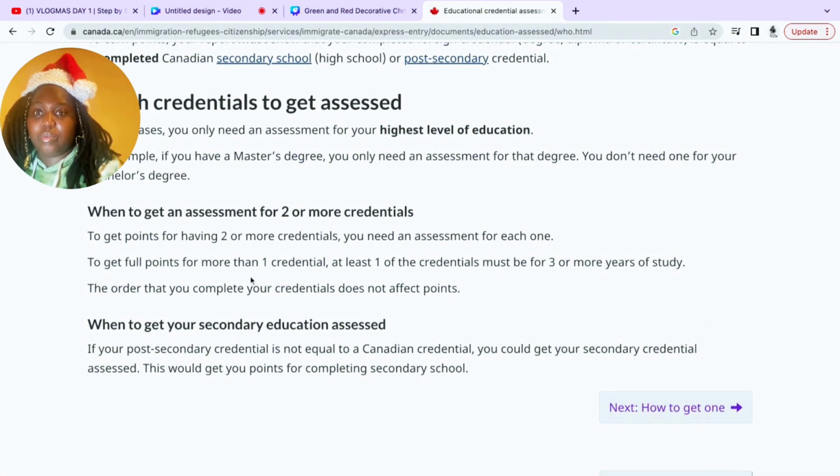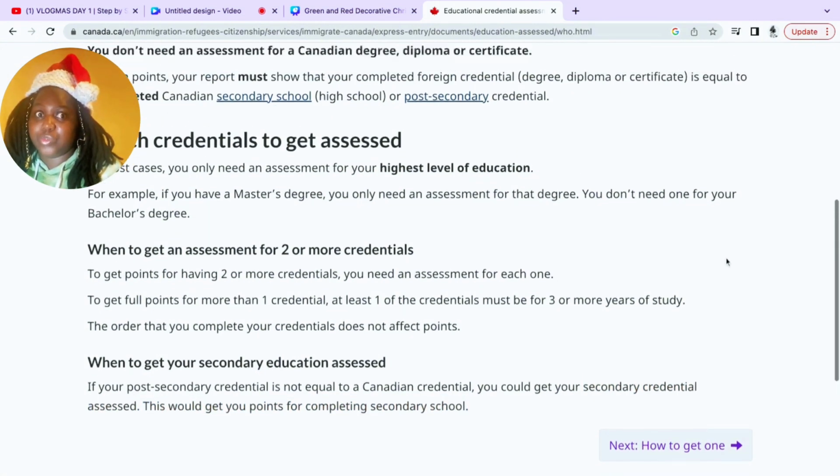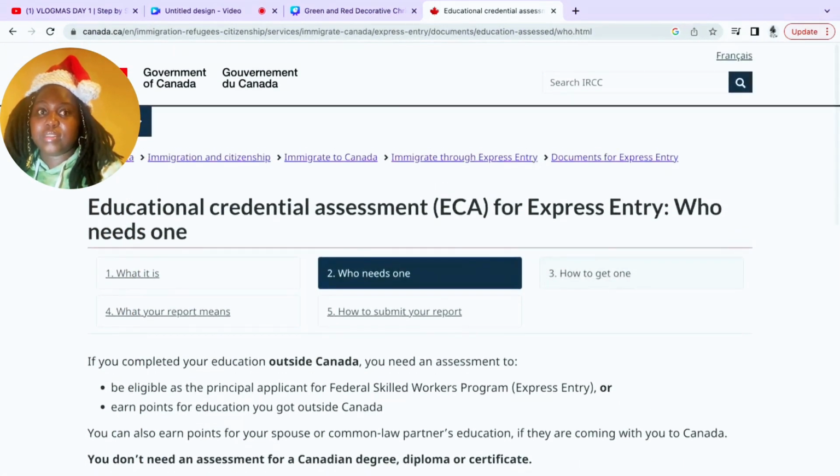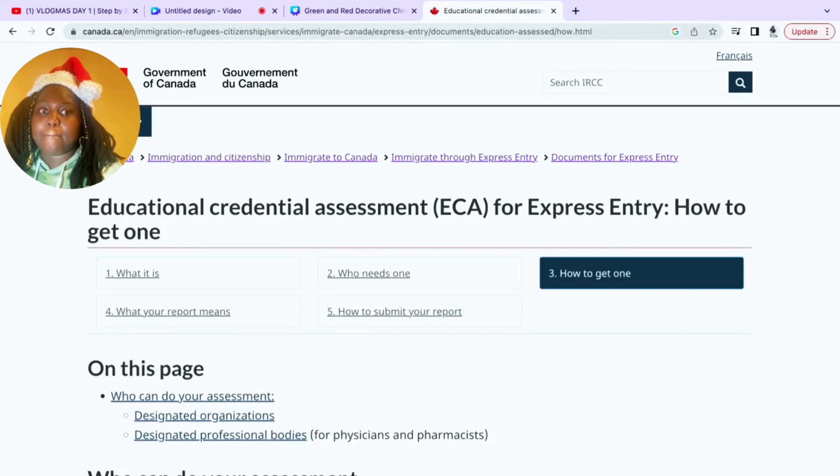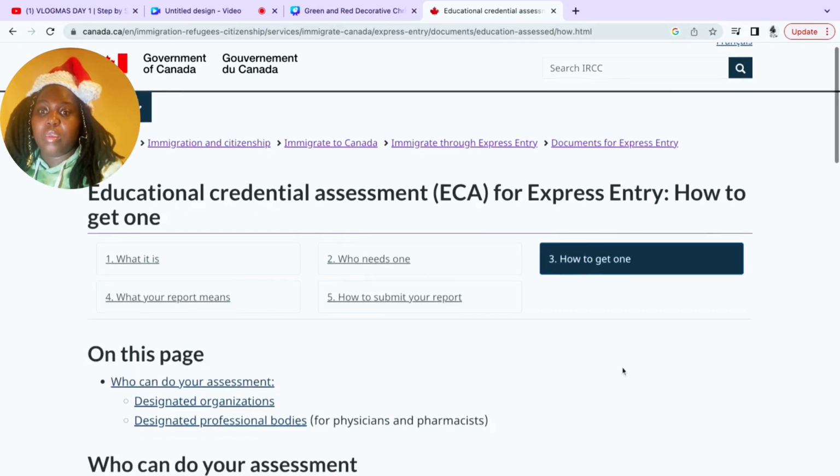Exactly. So if you have two or more credentials, you need to assess one, whichever one you think is more advantageous. You can also get your secondary credential assessed. This will get you points for completing secondary school. So you actually need to get assessed no matter what your level of education is. Moving on, how to get one.